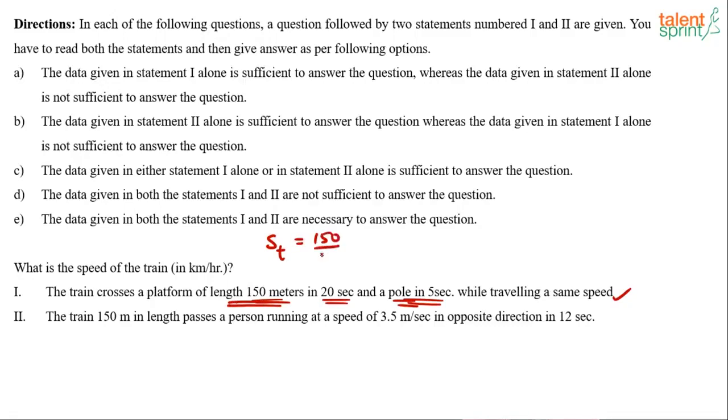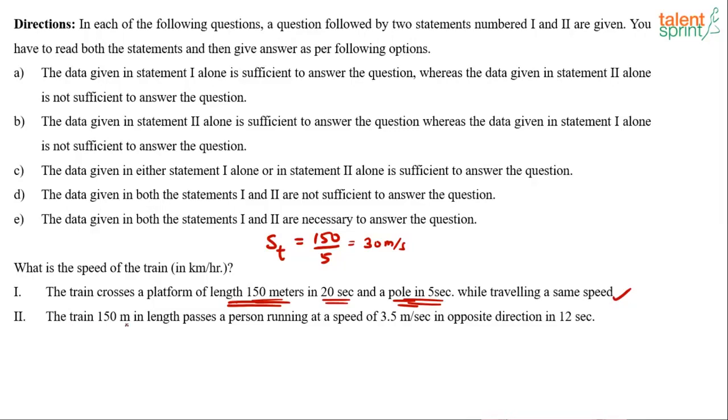It will be 150 by 5. Because you know that when the train is crossing a pole, it has to cover its own length. So the train covers 150 meters in 5 seconds, which means I know the speed. Now don't waste your time in saying 30 meters per second. It's a waste of time, because the actual answer is not required. What is required is, will we get the answer or not? Yes, 1 alone will give the answer.